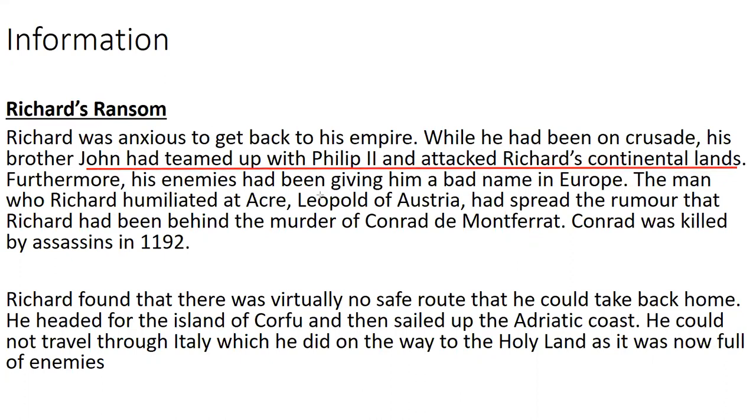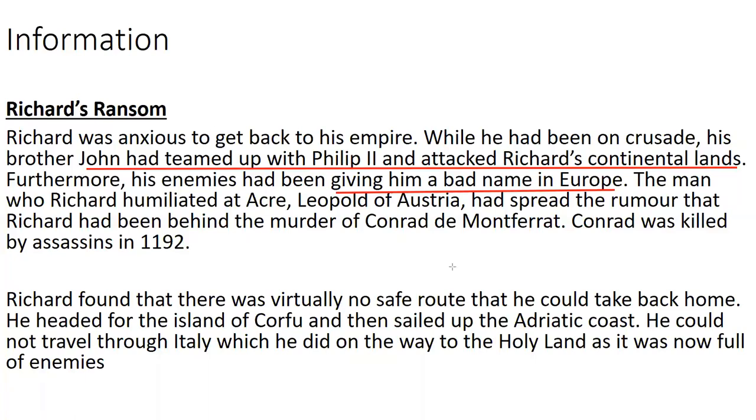Furthermore, his enemies had been giving him a bad name in Europe. The man who Richard humiliated at Acre, Leopold of Austria, had spread the rumour that Richard had been behind the murder of Conrad de Montferrat. Conrad was killed by assassins in 1192.